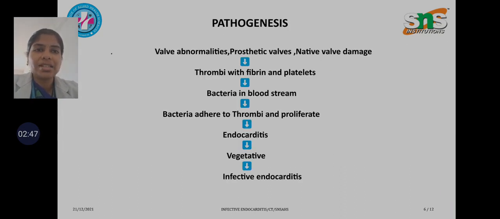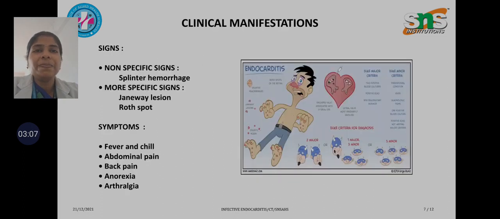And the pathogenesis: there are valve abnormalities, either a prosthetic valve or native valve damage, and thrombi with fibrin and platelets, with bacteremia in the bloodstream. Bacteria adhere to the thrombi and proliferate. So endocarditis leads to vegetation, and this is finally infective endocarditis.